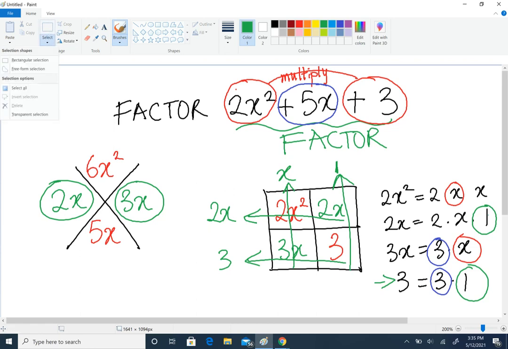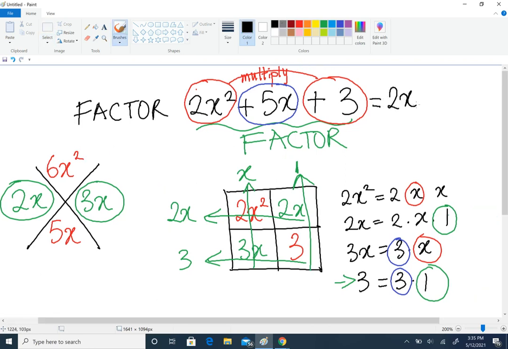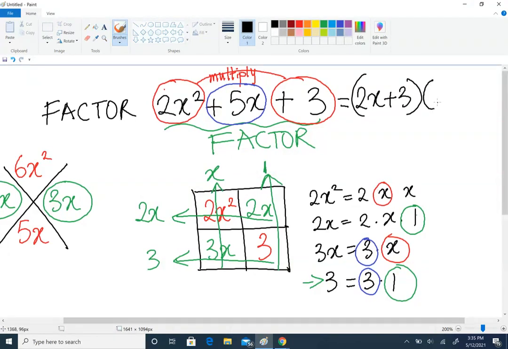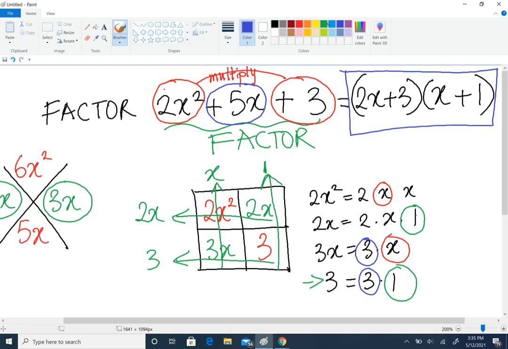And I always like to double check. By saying 2x times x is 2x squared, 2x times 1 is 2x, 3 times x is 3x, 3 times 1 is 3. Okay, so my factors are 2x plus 3 as one of my factors, and x plus 1. So this is my answer. Okay, so that's my final answer, 2x plus 3 and x plus 1. Again, that's because obviously this is a positive 3 and this is a positive 1 here. So that's why it gives you that.